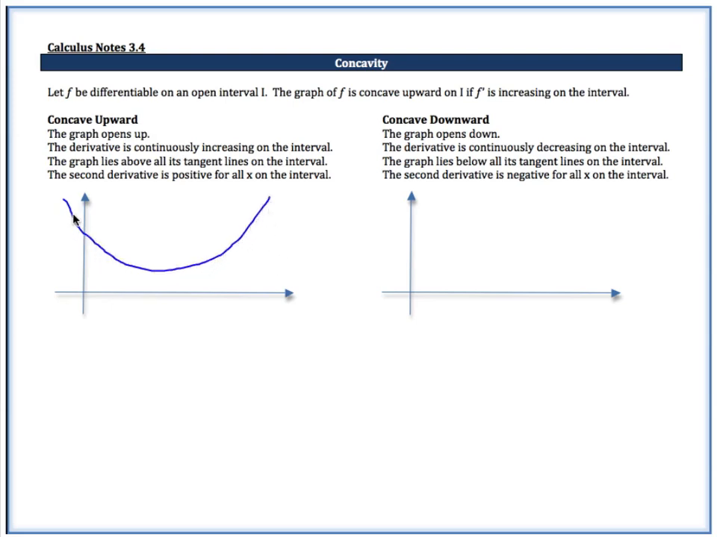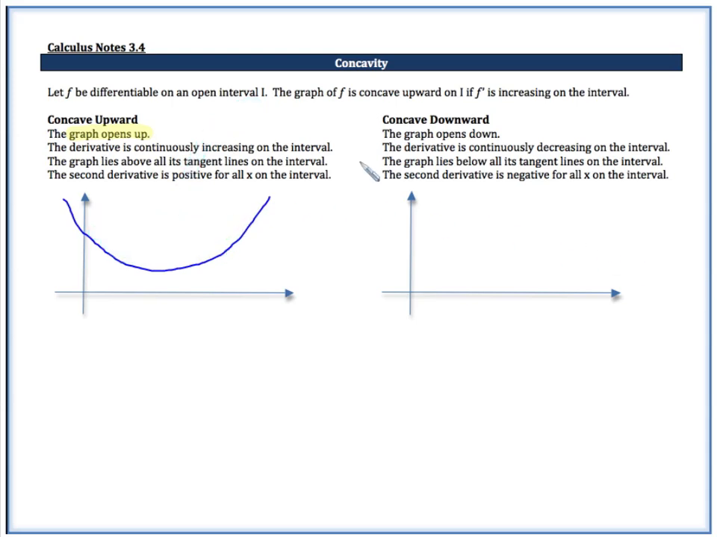So on the interval that I've drawn, this thing is concave upward. And what you've learned before is that this graph opens up. So graphically we can see that it opens up. We can almost think about if we were to pour water into this, the water would actually fill up. So it holds water there.